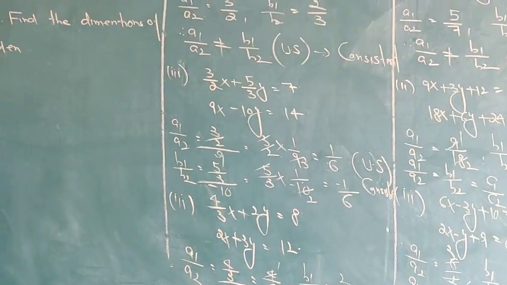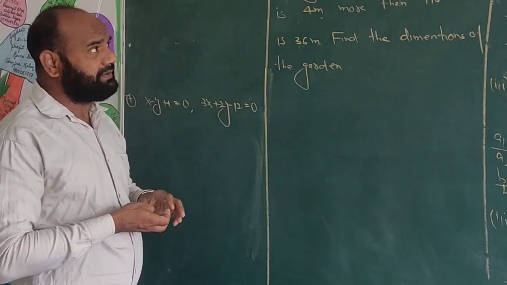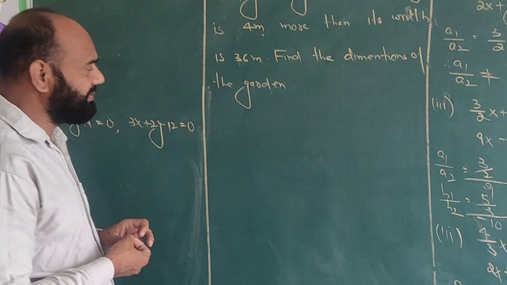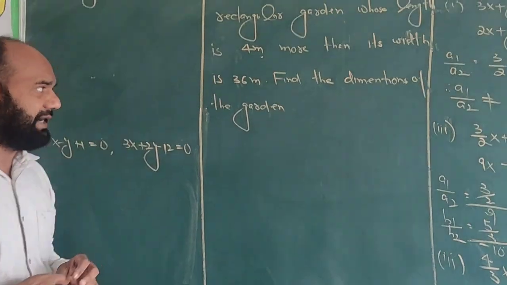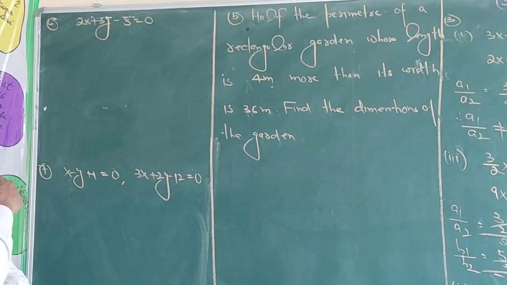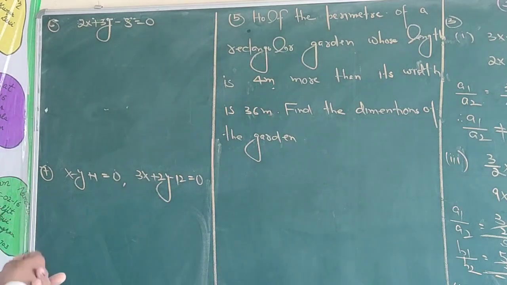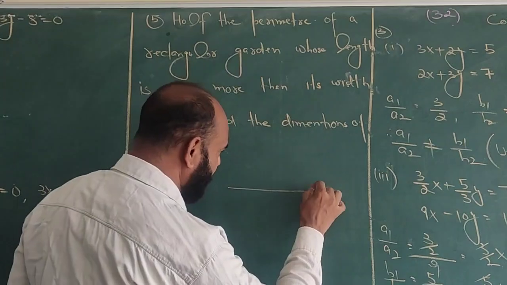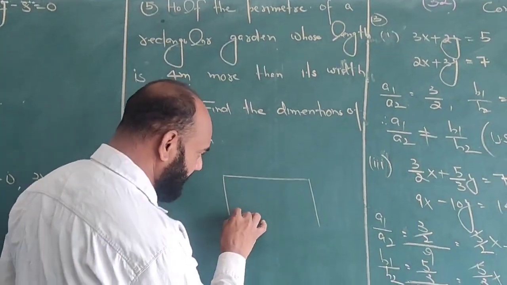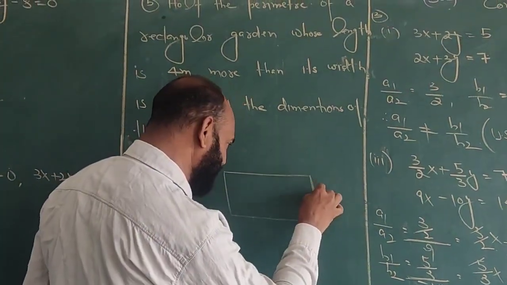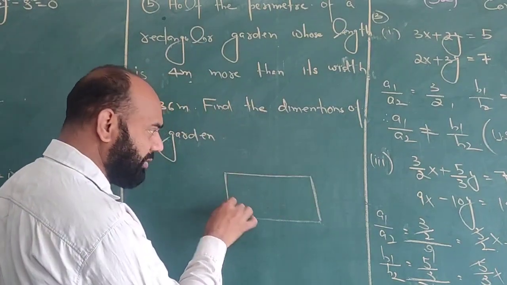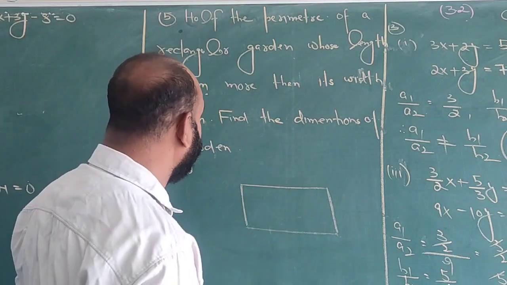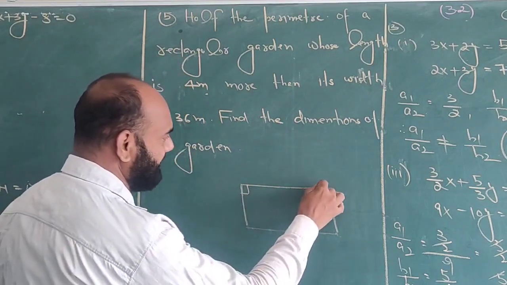Now the fifth question is, half the perimeter of a rectangular garden whose length is 4 meter more than its width is 36 meter, find the dimensions of the garden. In this question we have given half the perimeter of a rectangular garden. We have a rectangular garden, and we know about rectangles. Any quadrilateral in which all angles are 90 degree and opposite sides are equal is said to be a rectangle.